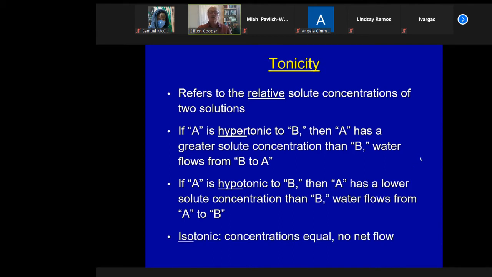There is a third choice, isotonic. Similar to isotope, isomer, we've seen this prefix before. And that means we've got equal concentrations of solutes and there's no net flow. Molecules of water are going back and forth, but they're not changing anything. So these are terms which I believe we will get into more with the labs this week, which I still need to post.